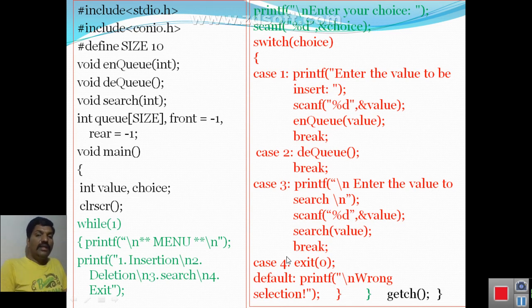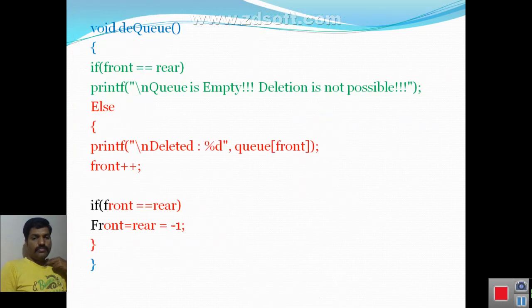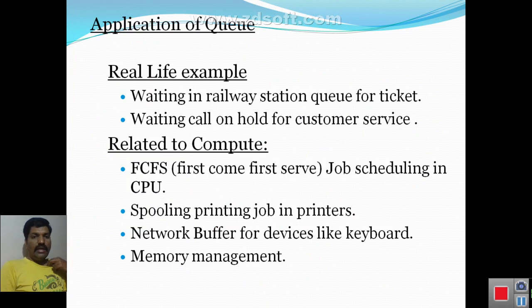If you are entering a number other than 1 to 4, if you are entering 5, 6, 7 up to n numbers, then there is no case belonging to that number. Okay, so that's why it is going to be printing the default case, printf wrong selection. I think I am done here regarding the queue.